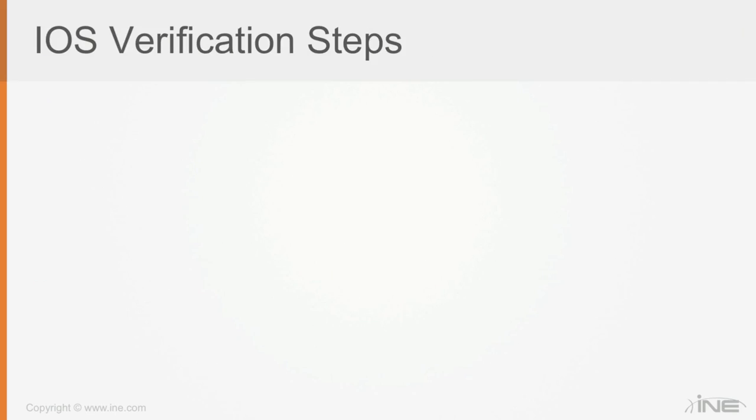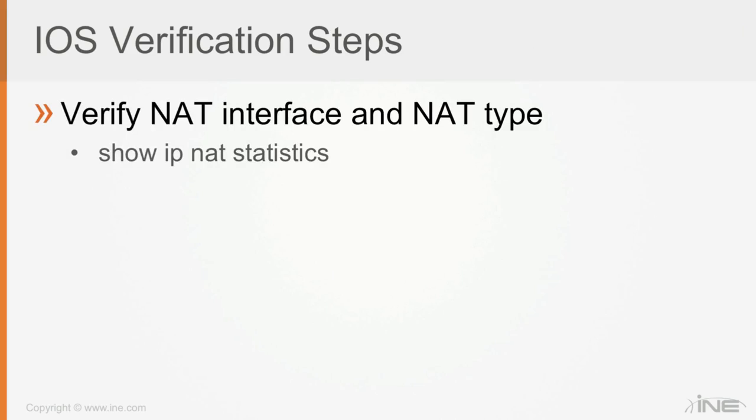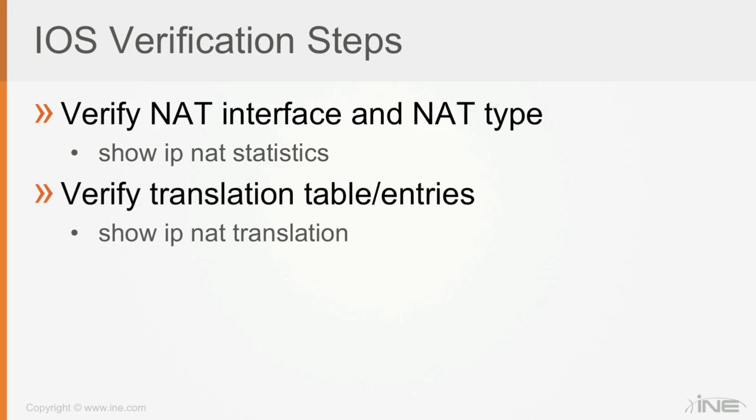Verification-wise, it's going to be the same steps. You verify the NAT interfaces and the NAT type with show ip nat statistics, and verify the translation table with show ip nat translations, to make sure that NAT happened the proper way, like that the source got translated into what you wanted it to be translated to.